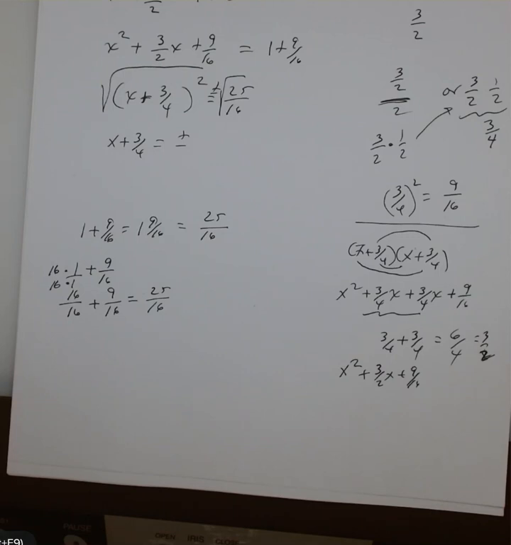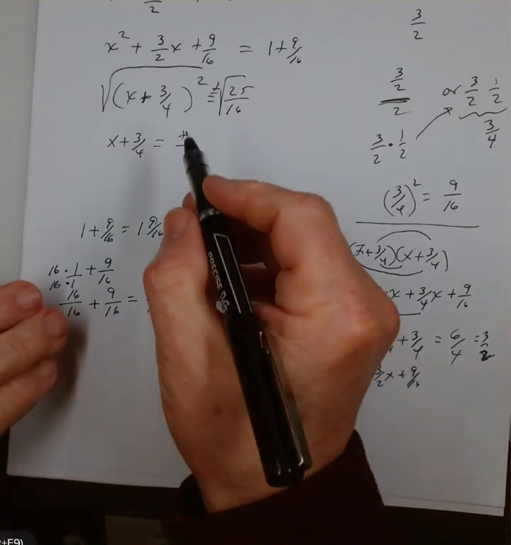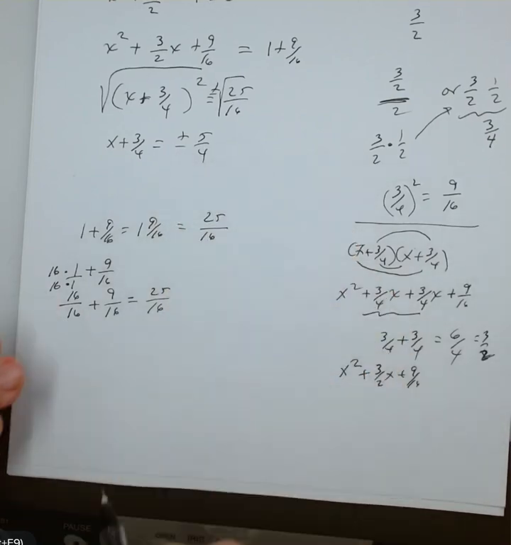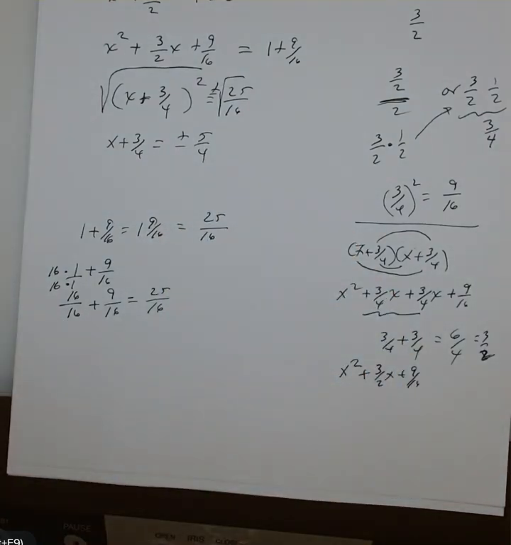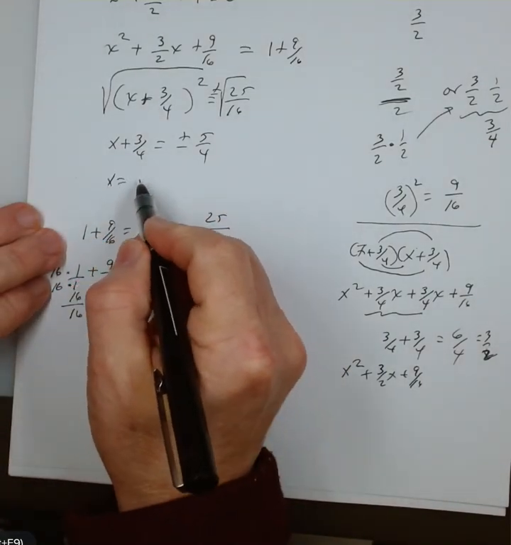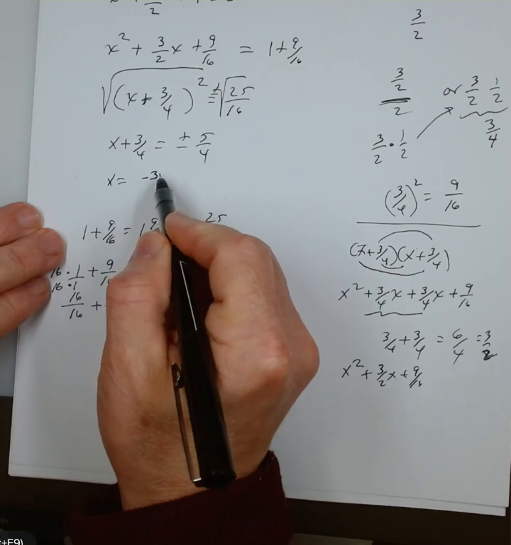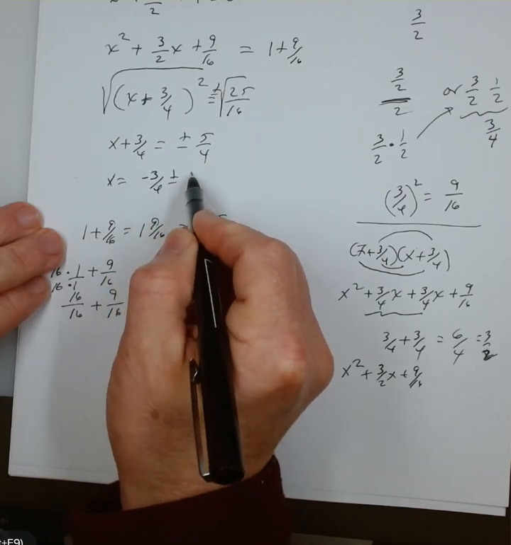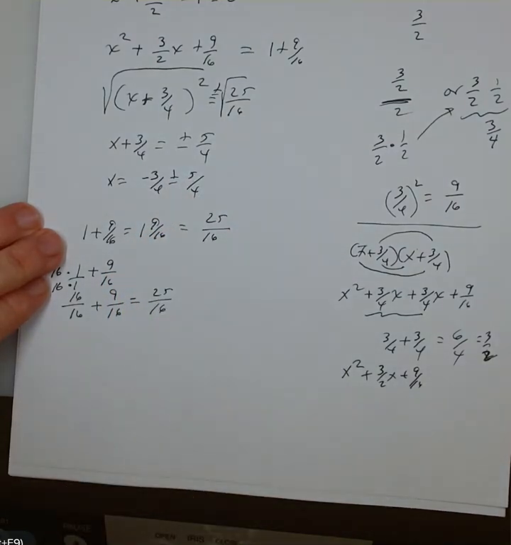What's the square root of 25/16? 5/4. Okay. All right. Now, just like we did in the previous problems, to get x by itself, I can subtract 3/4 from both sides. So this becomes x equals negative 3/4 plus or minus 5/4, right? So that's where I'm at.